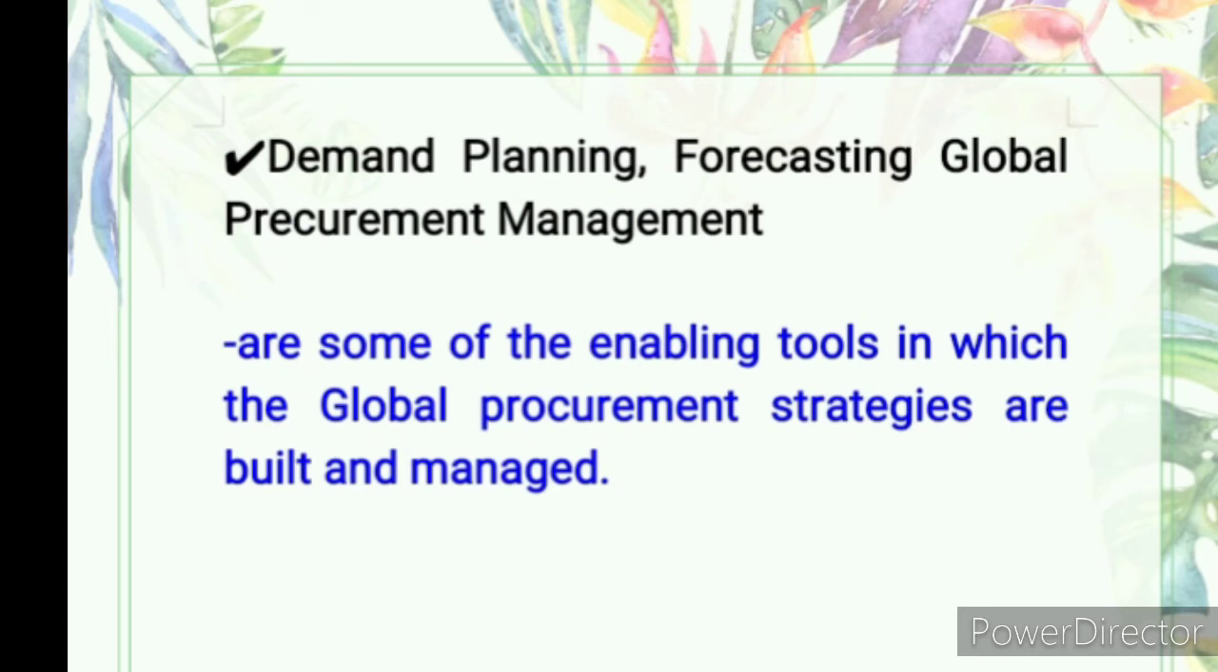Demand planning, forecasting, and global procurement management are some of the enabling tools in which the global procurement strategies are built and managed. The goal of these 3 is to strike a balance between having sufficient levels ug mao ang mo-meet sa customer sa needs nga walay pagkulang ug pagsobra sa expectation sa customers. The availability of this sophisticated system has enabled companies na maka-implement of good and cost-effective manufacturing practices.